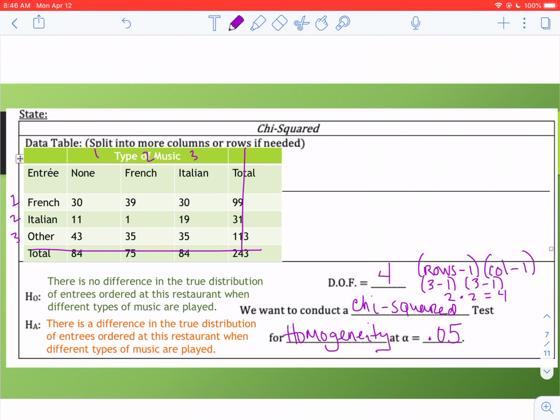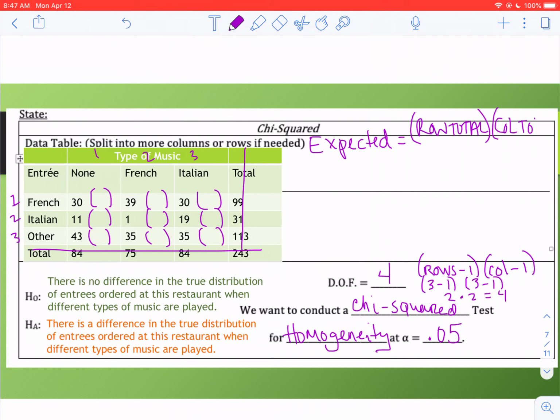Okay, so we need to find all the expected values for each of these pieces in our table. So the formula to find each of these is going to be, our expected will equal our row total times our column total divided by your total.